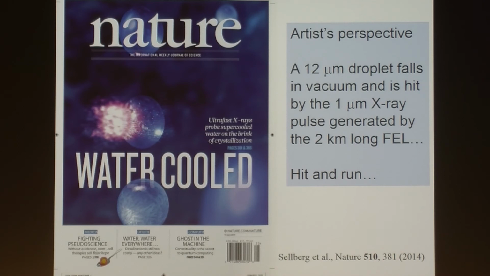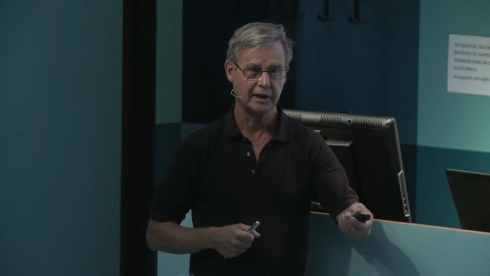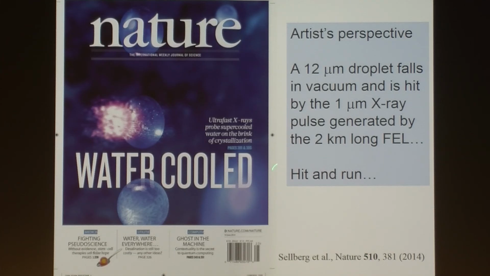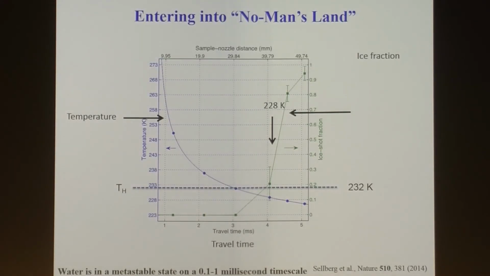Now, it's amazing, really. You have this 2 kilometer long X-ray laser that shoots bullets that are about 1 micron, and you're trying to hit water droplets in vacuum that are 10 microns. And you can actually do it. But you come in with 10 to the 12 photons, so after the measurements, you've destroyed the sample. But you get the data before it's destroyed.